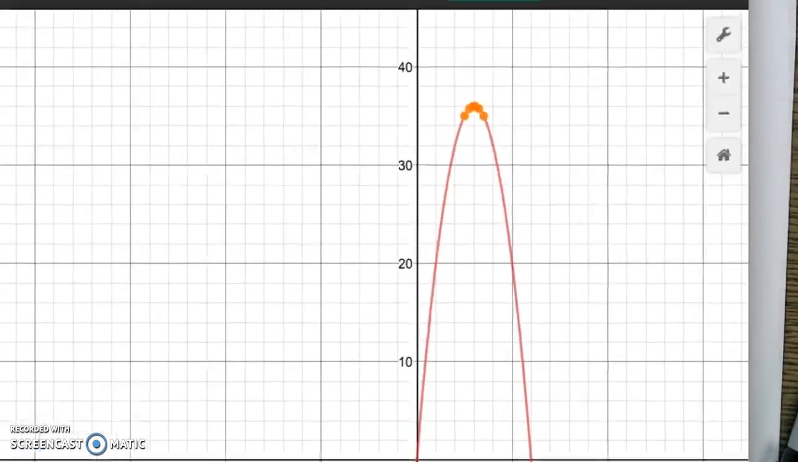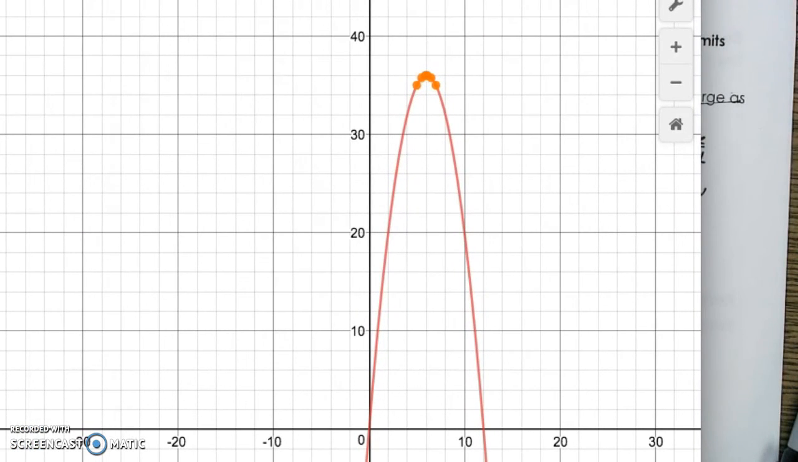If I look at the graph, we can see this graphically, that as we get closer to 6, the value gets higher. So we can see that the maximum area, which is this parabola, is at the value of 6.